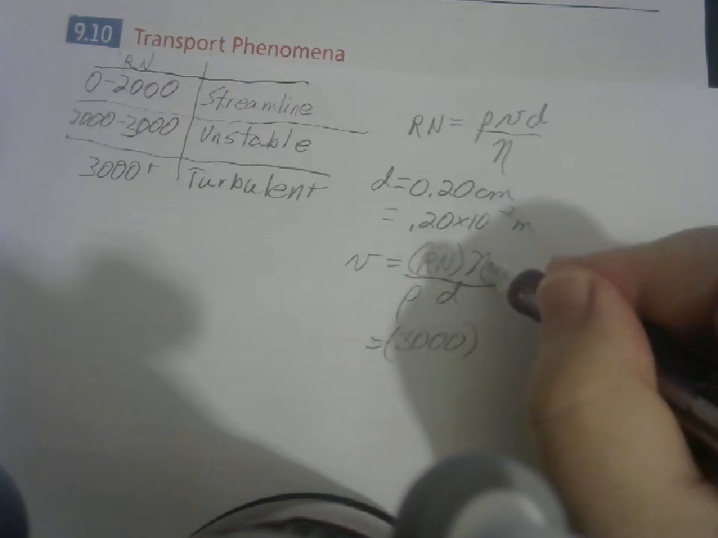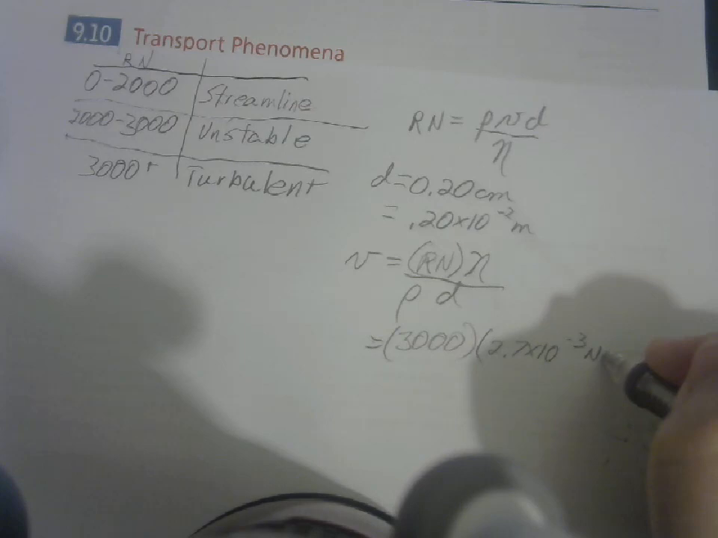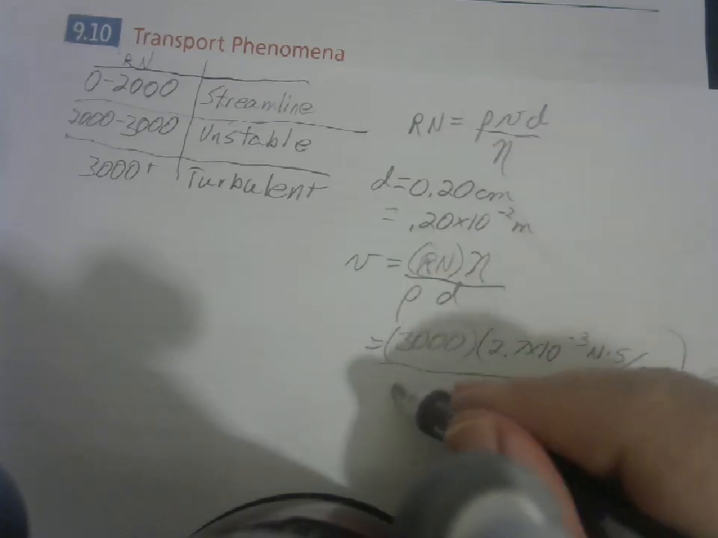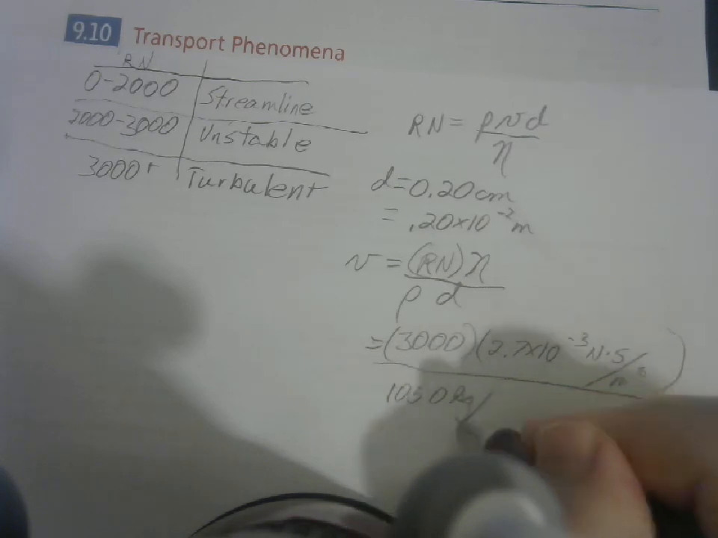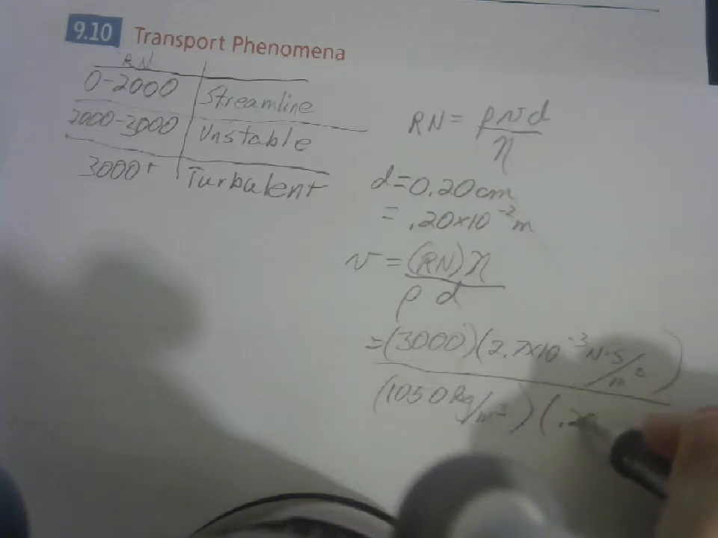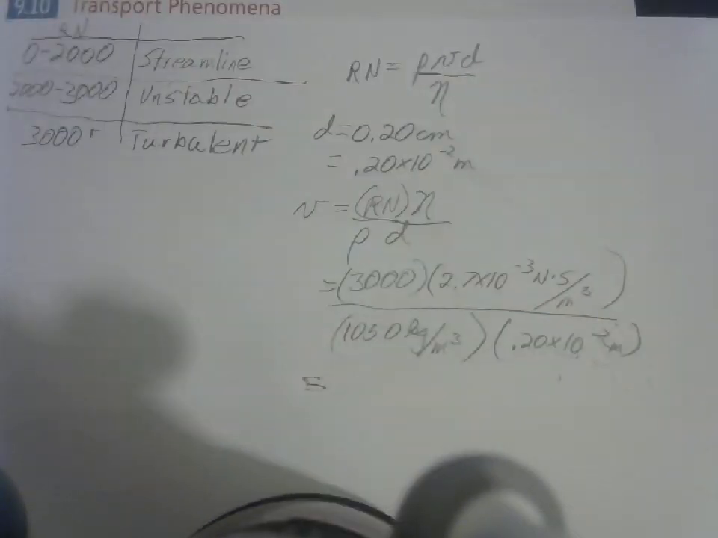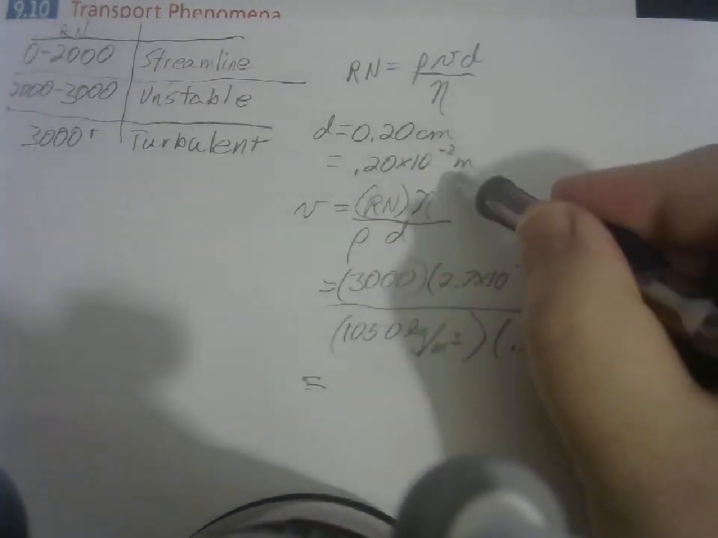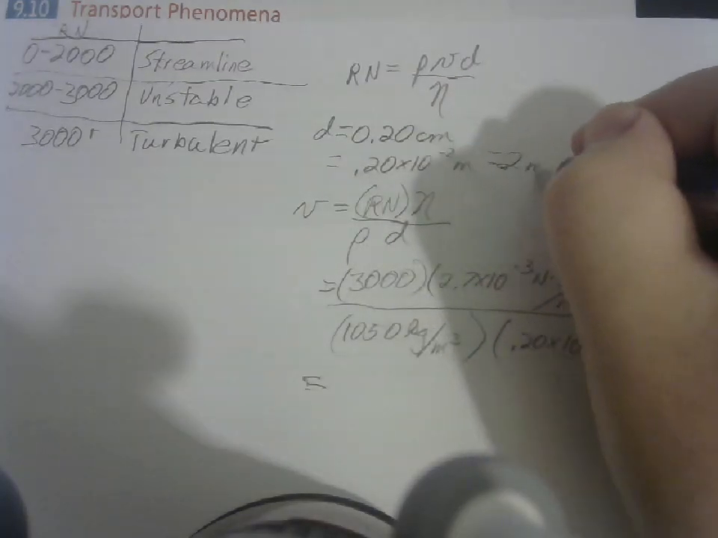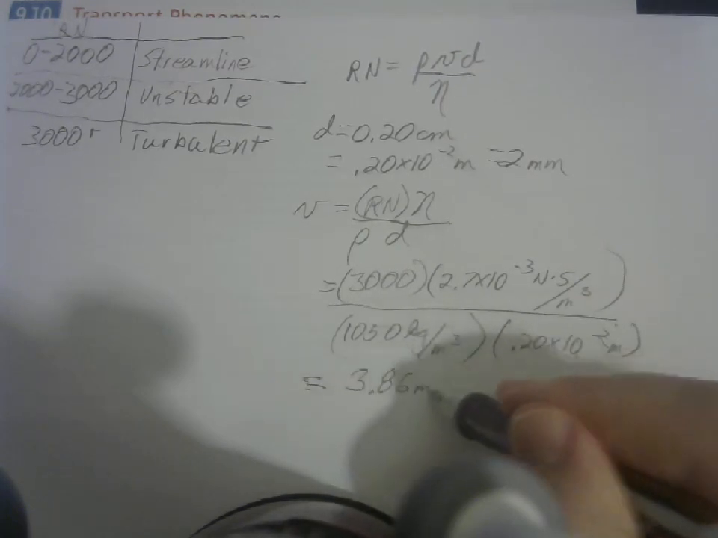The coefficient of viscosity for blood is in one of the tables that we saw earlier: 2.7 times 10 to the negative third newton seconds per meter squared. The density of blood is 1050 kilograms per meter cubed. It's just a little bit denser than water. And then the diameter was 0.20 times 10 to the negative second meters, since 0.2 centimeters would be 2 millimeters. It comes out to be 3.86 meters per second.